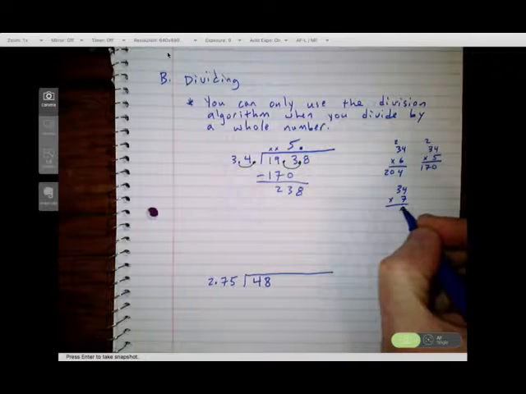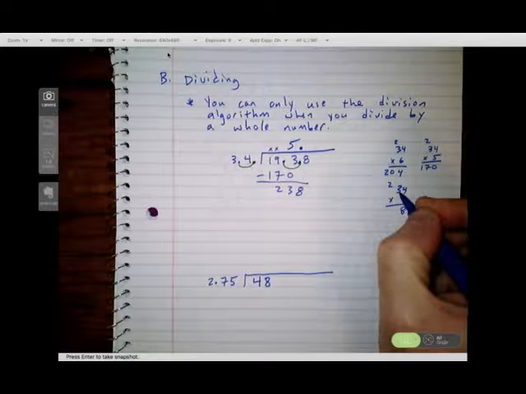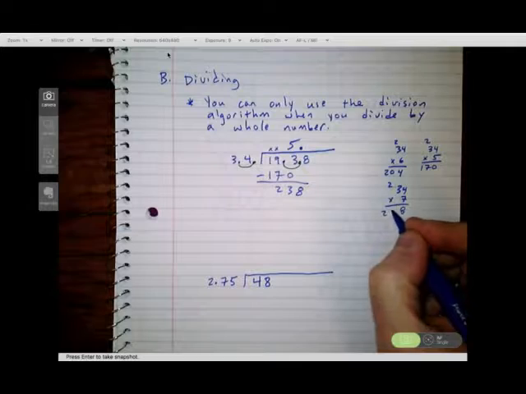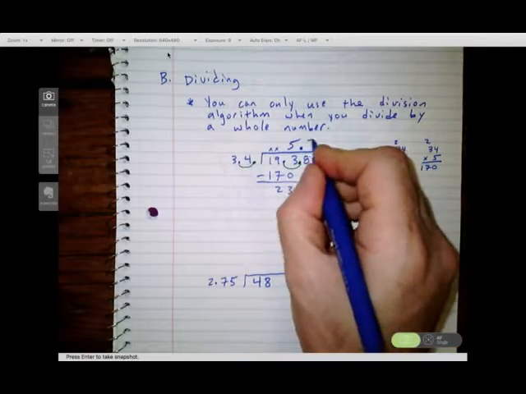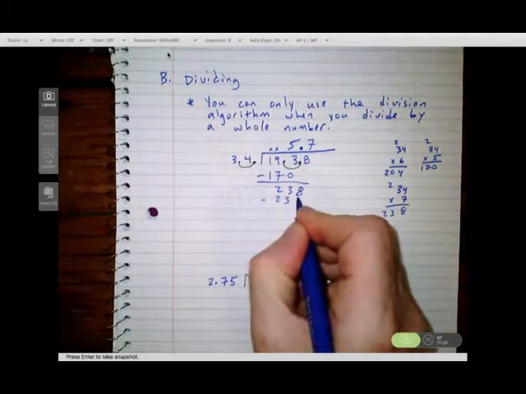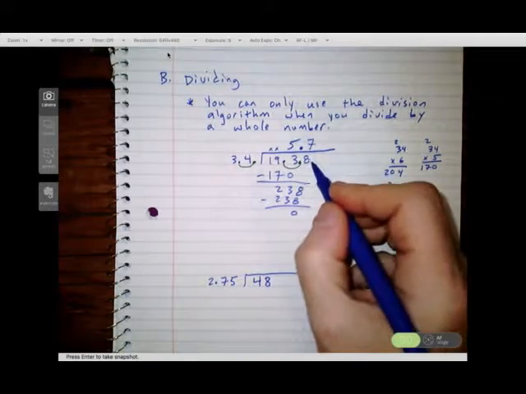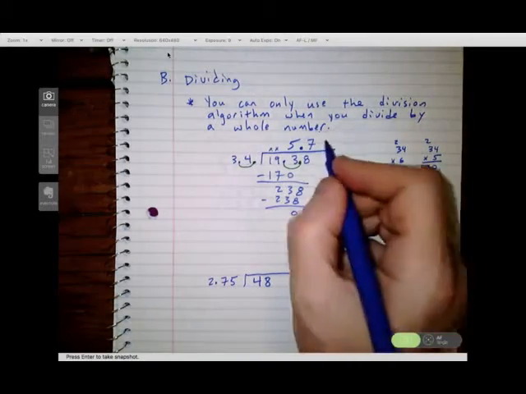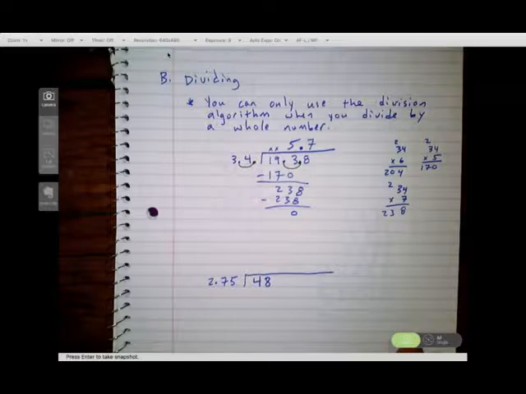7 times 4 is 28. 2 up here, 7 times 3 is 21, plus 2 is 23. So it matches 238 here. Take away 238, and I'm done. I don't need to add any more zeros or anything. I'm finished. The answer is 5.7.